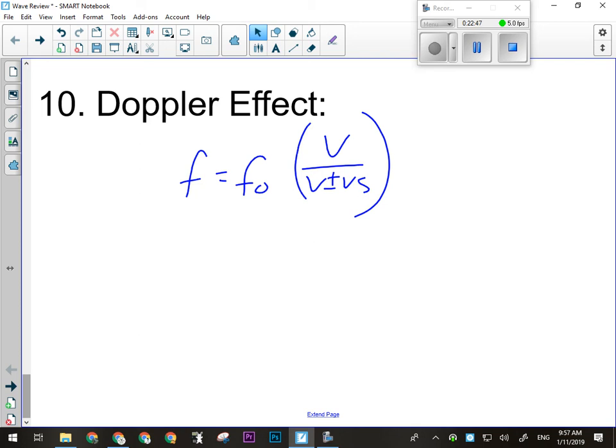Then some more waveform and property questions. Some of those behavior at a boundary questions. Doppler questions. Again, wave properties questions like frequency, wavelengths, diagrams. There's lots of diagrams. Standing wave terminology, and then more diagrams on wave behavior.